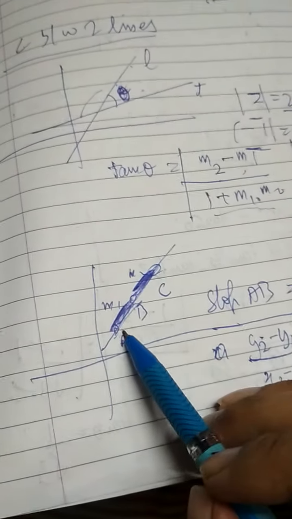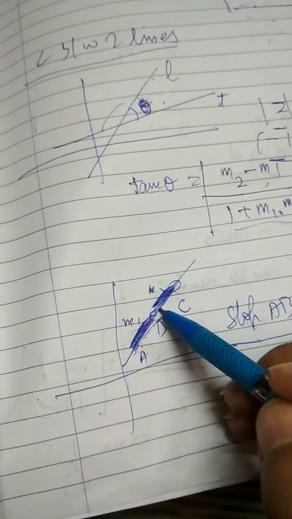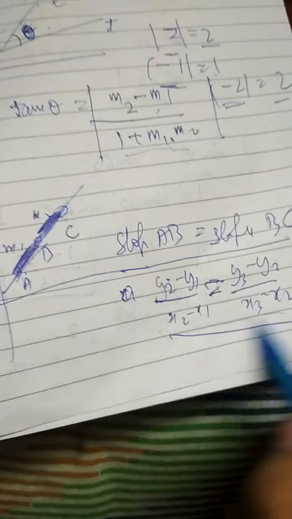And now examples relating to this will be easy. You just need to find the slope of AB and the slope of BC and just equate them in this formula and we'll get a result.